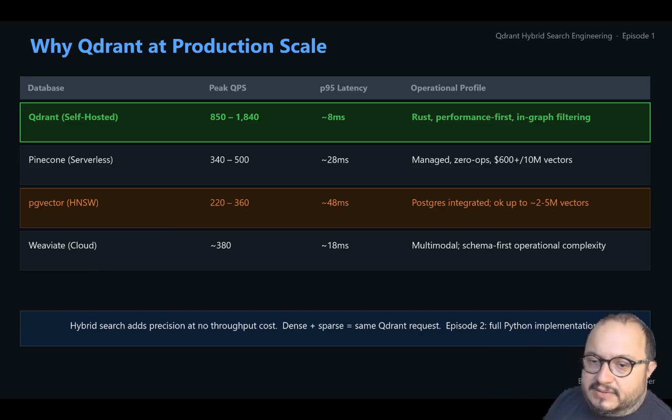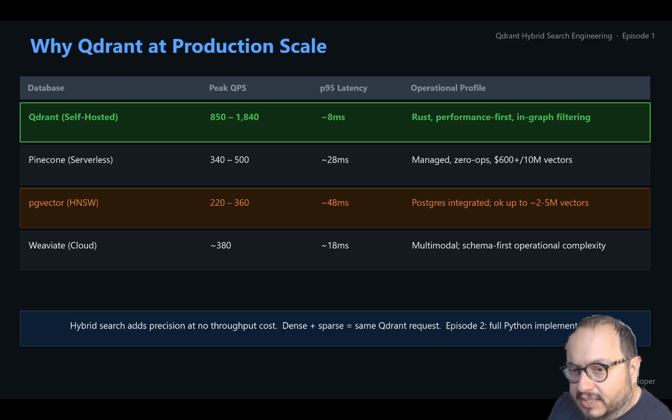Qdrant is written in Rust with HNSW and a segment-based storage system designed from the ground up for vector operations. The 8 millisecond P95 is not marketing. It holds under real concurrency. Qdrant handles asynchronous segment merges and index construction without blocking the query path. The hybrid search story adds precision on top of this performance. You are not trading throughput for accuracy. You are getting both. That is the production argument for Qdrant.